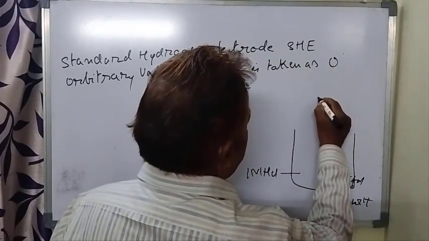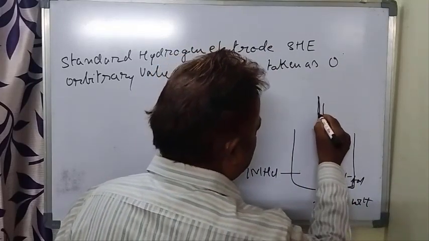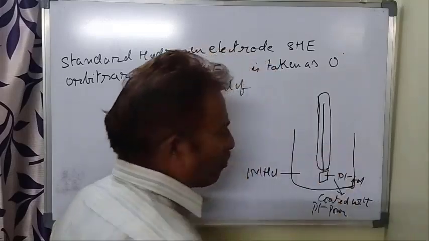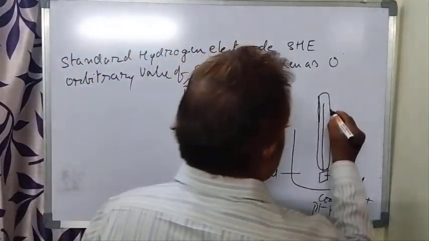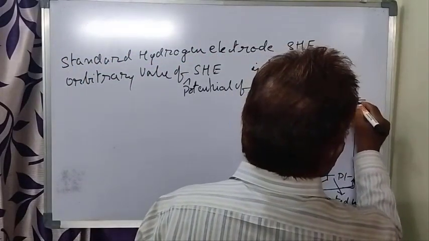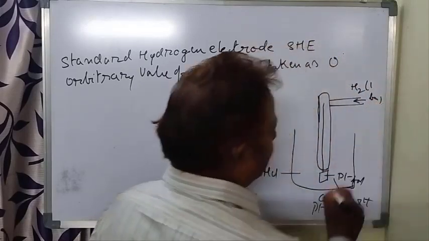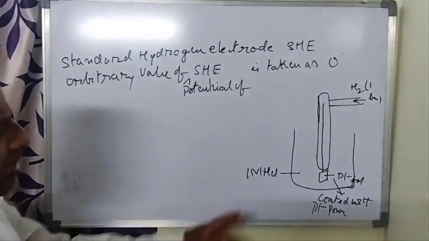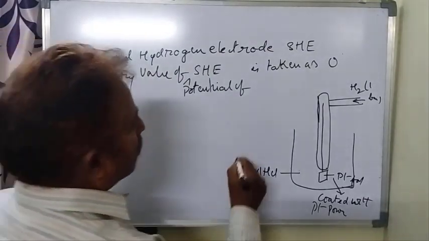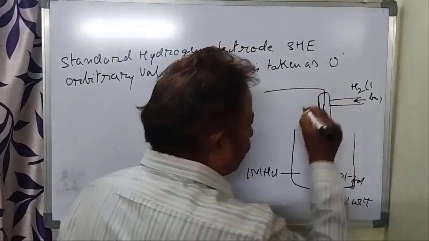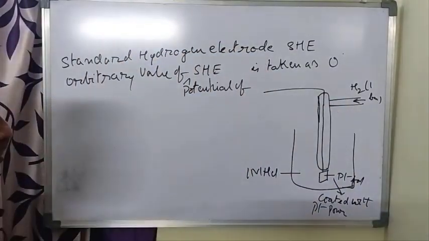Now this entire setup, this entire platinum tube, is kept in a glass tube, and here hydrogen gas is passed at 1 bar. So this is a standard hydrogen electrode. Now this standard hydrogen electrode is connected to the electrode whose potential is to be found.